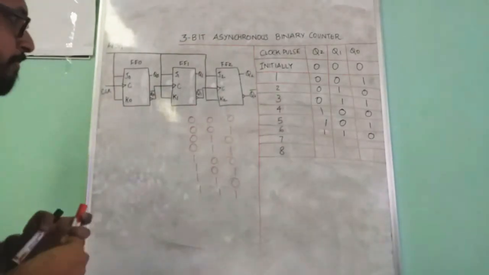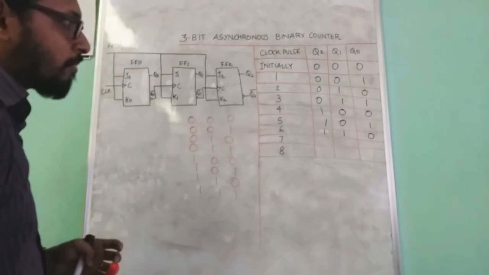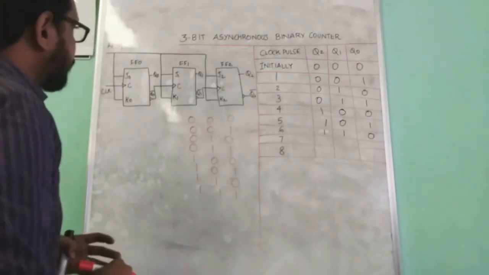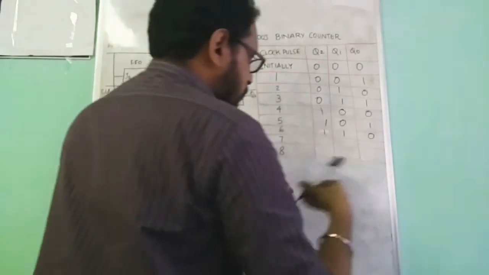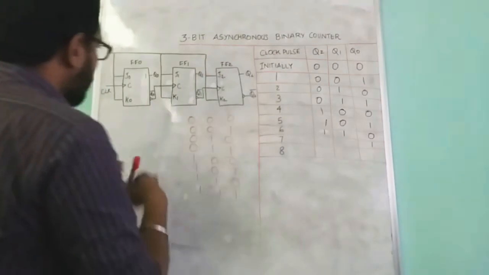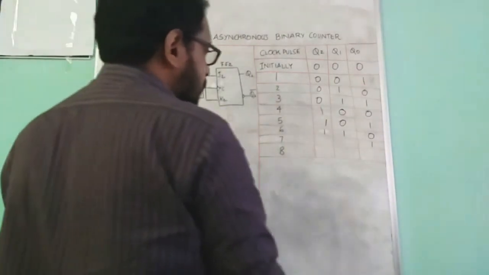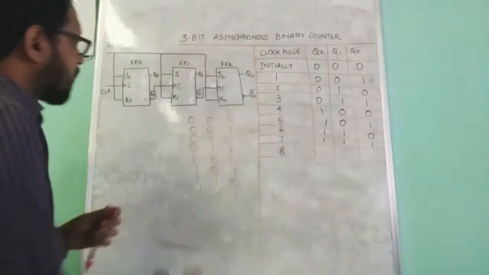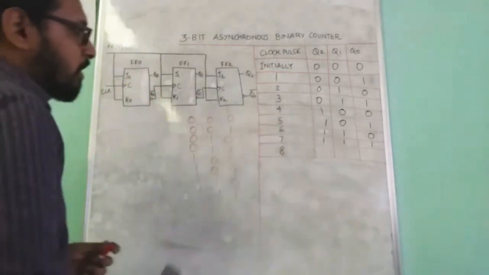Next clock pulse to Q0, which means it becomes 1. So Q0 becomes 1. The bar is 0. The 0 reaches here, no effect. So we continue with the value 1, 1. We have 1, 1, 1 here.